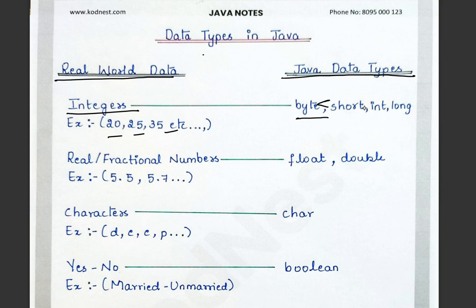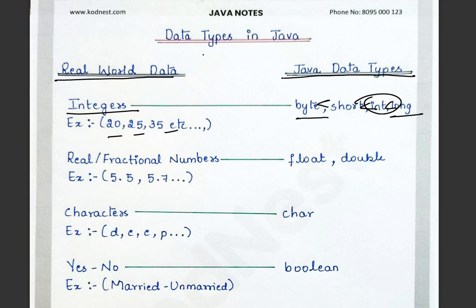And short is bigger than byte. Next, int is the most commonly used data type. And next, long. Long is used if the number is greater than 8 digits or so.